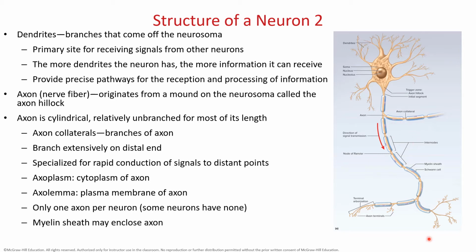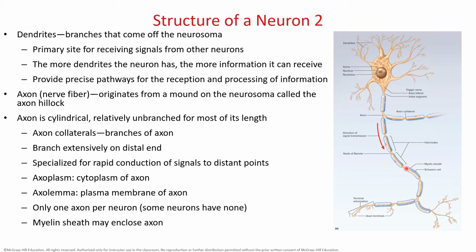So here we can see that we have some axon. We have an axon collateral right here, so it's a branch off the axon. It does branch extensively on the distal end here, so right here. And it's specialized for rapid conduction of nerve signals to distant points. Axoplasm is known as the cytoplasm of the axon here. Axolemma is the plasma membrane of the axon.